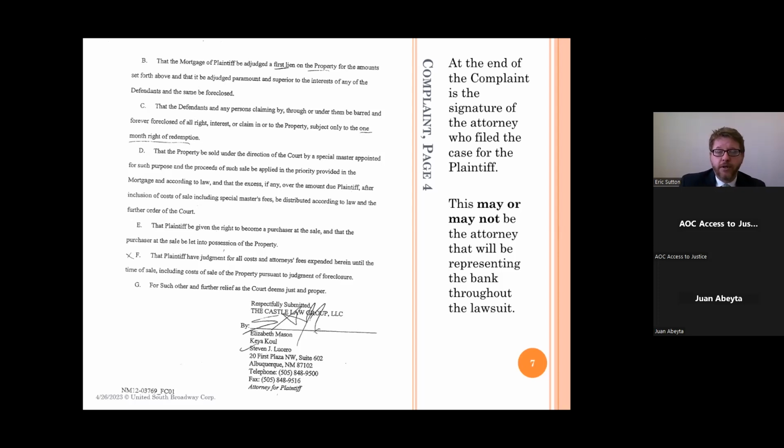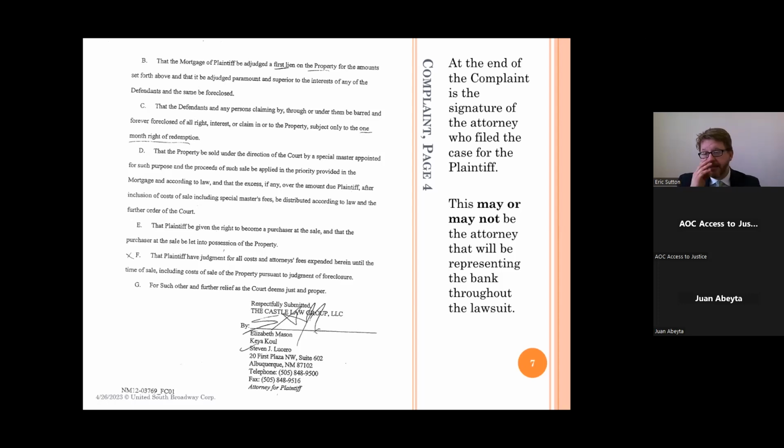And then they ask for the relief that they want, which is to have the foreclosure declared and be allowed to sell the property. As it states here, the attorney that files the case will be listed at the very bottom of this pleading, with their phone number, with the office phone number, sometimes the email.